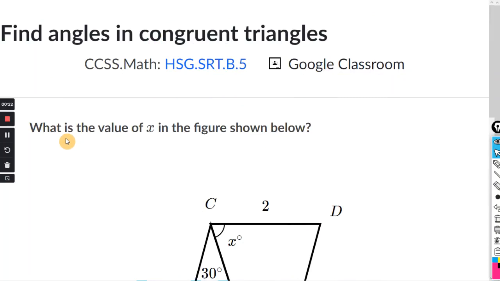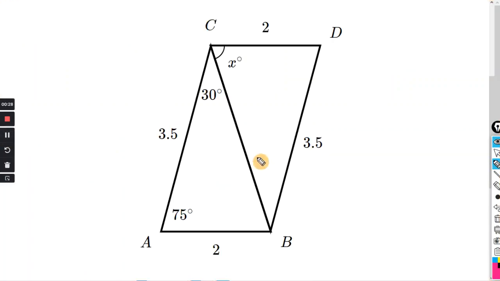And in this one, they want us to find the value of x in the figure shown below. Let's take a look. Okay, so x is this angle right here. We're looking for how many degrees this is. And basically, it is in the title that these triangles are given to be congruent. So we just want to find the corresponding side or corresponding angle.